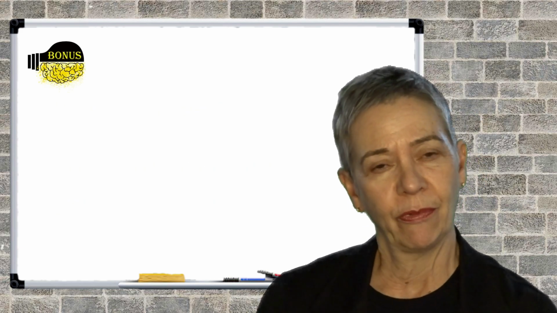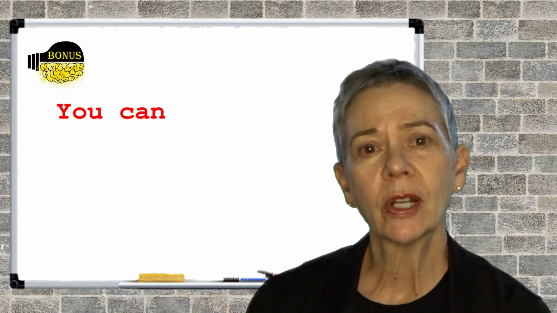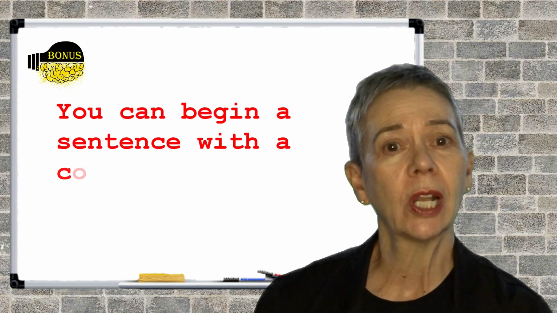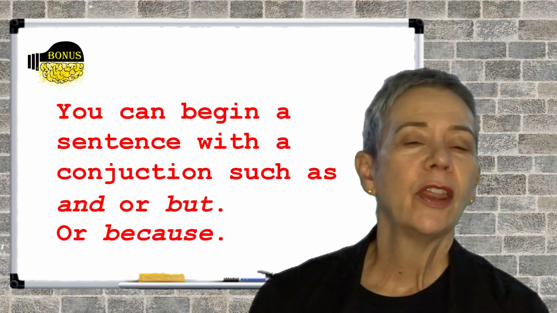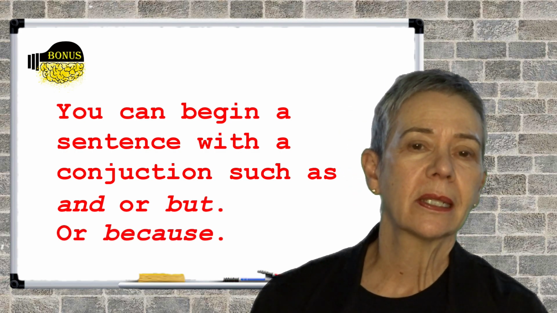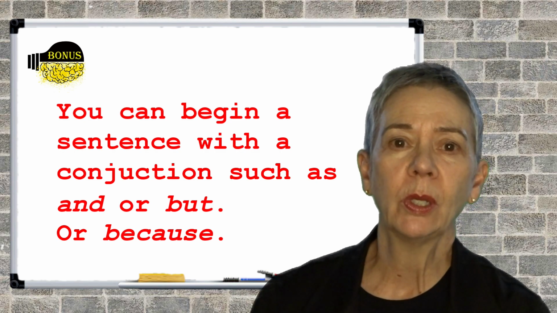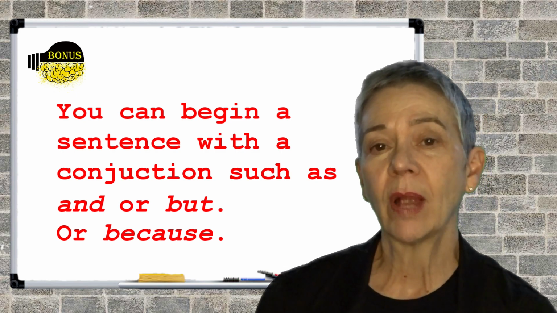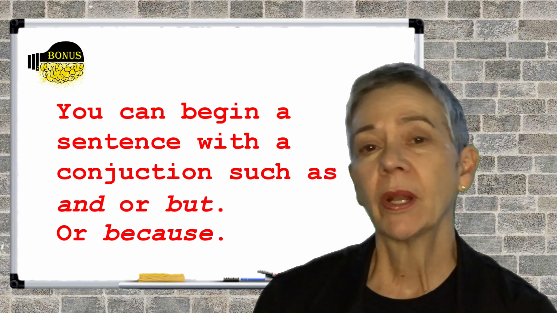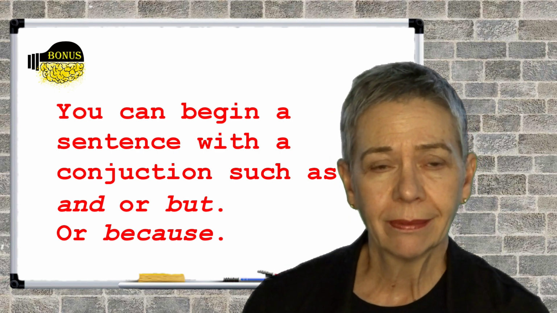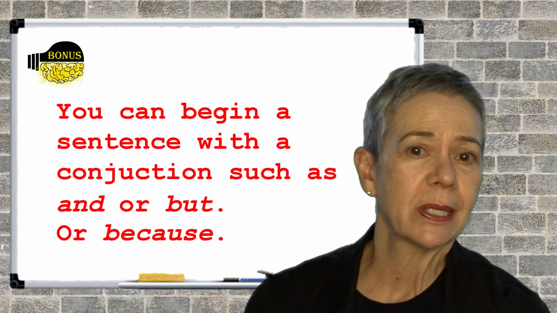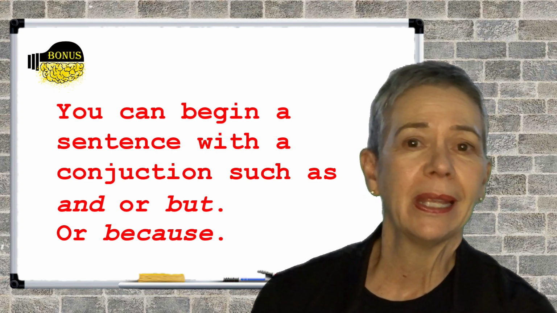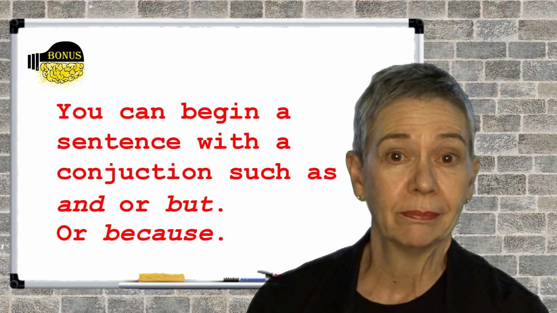And I have a bonus tip for you. You can also start a sentence with a conjunction like and, but, or because. There's nothing grammatically incorrect if you say, the sky is blue, period, and the grass is green. But arguably, it's poor writing, and it's a poor attempt at trying to be dramatic about something. Just because it's bad writing doesn't mean that it's grammatically incorrect.